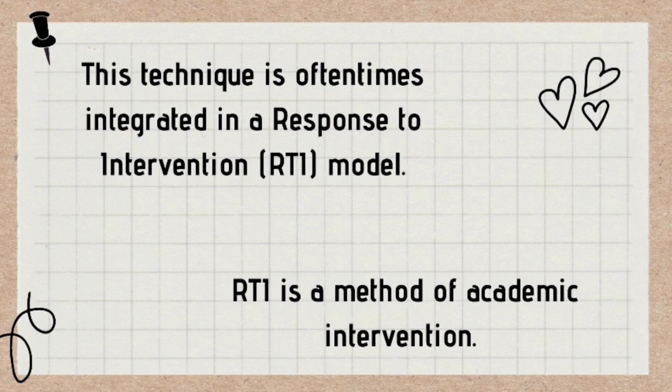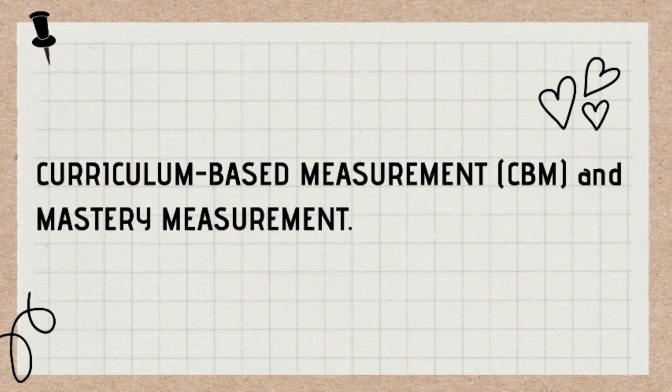The response to intervention or RTI model is an educational strategy used in school to provide effective and high quality instruction, monitor all students' progress to make sure they are progressing as expected, and provide additional support or intervention to students who are struggling. Therefore, RTI is a method of academic intervention. We have here the two popular progress monitoring models, and these are curriculum based measurement or CBM and mastery measurement.